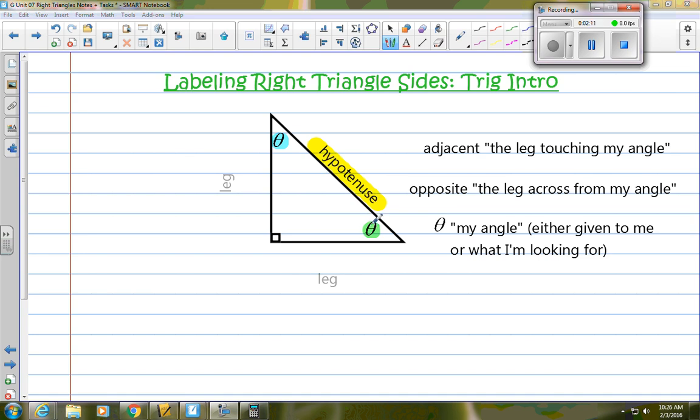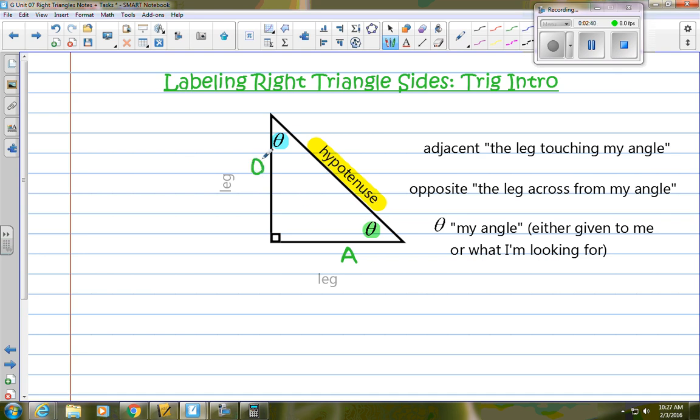So if I'm looking at this angle down here that's highlighted in green, then the side adjacent or next to this angle would be this one down here. So I could label that with an A. That would be my adjacent side. As you know, the hypotenuse always stays the same, so we're only talking about labeling the legs with adjacent or opposite. Okay, and then the leg that's all the way across from my angle, that would be my opposite side.